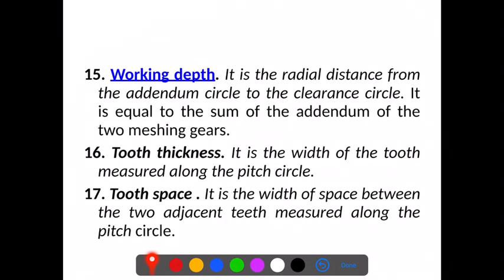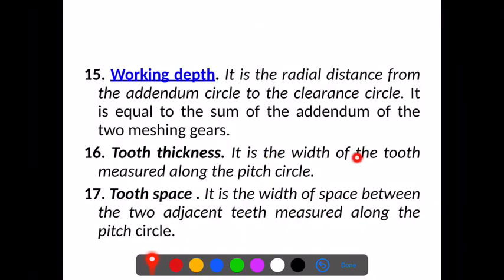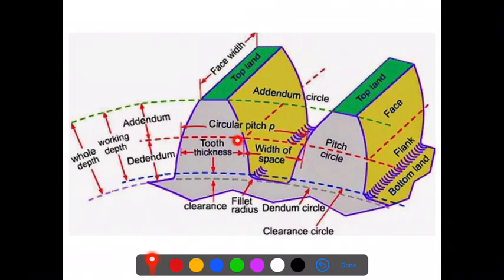Tooth thickness is the width of the tooth measured along the pitch circle. Width of the tooth measured along the pitch circle is called the tooth thickness.